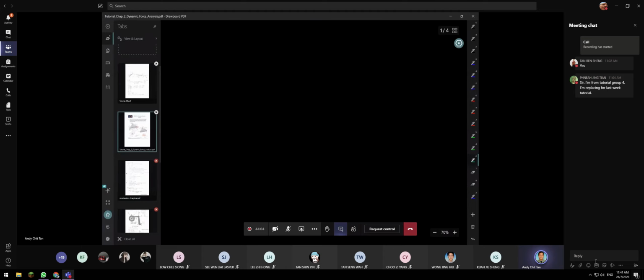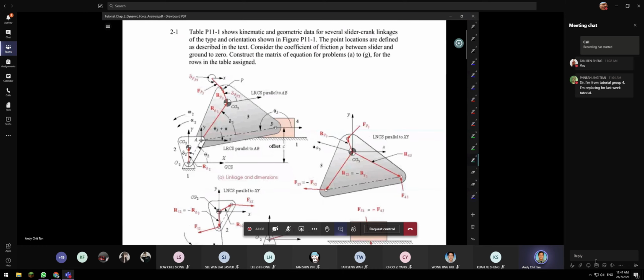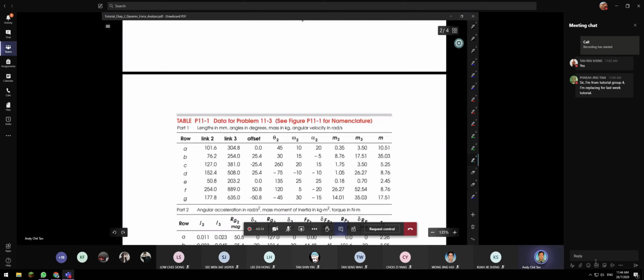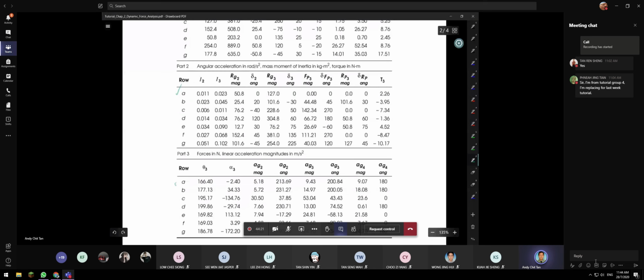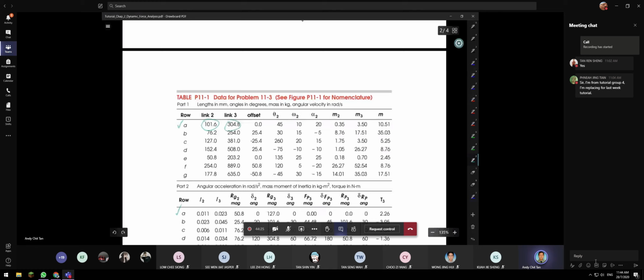Okay, now we are given this linkage. The dimensions of this linkage are given here, A, and A continues here, and then A continues here. So here is the given dimension for link 2 and link 3, and you are given only link 2 and link 3 because it's only a slider crank.